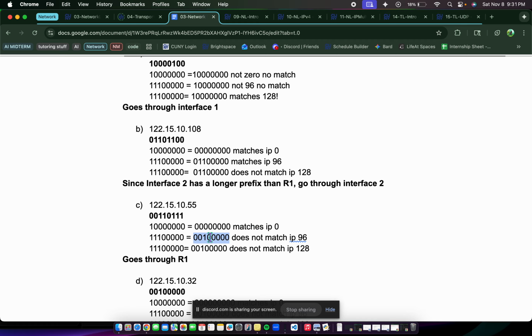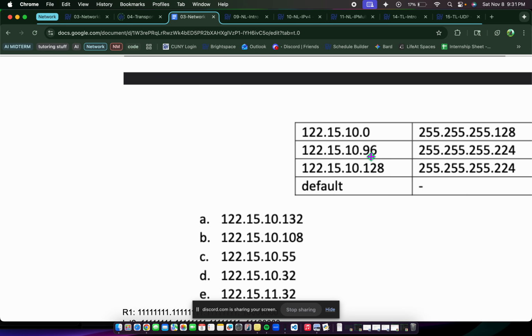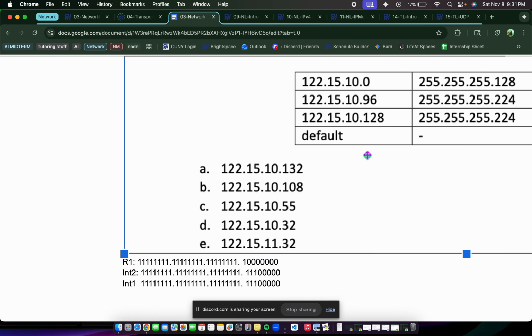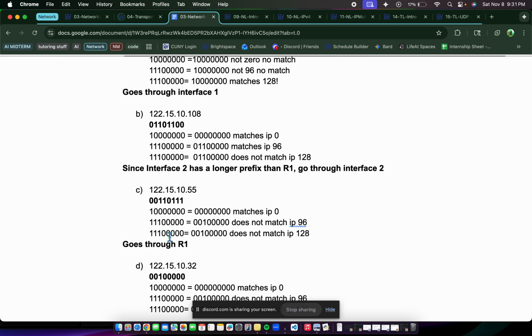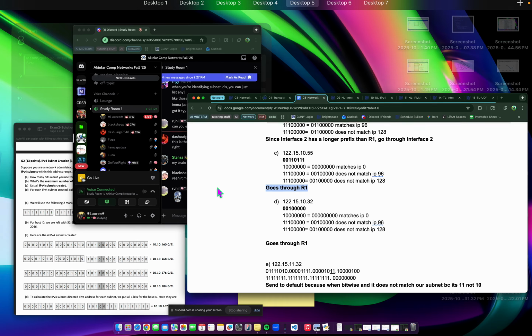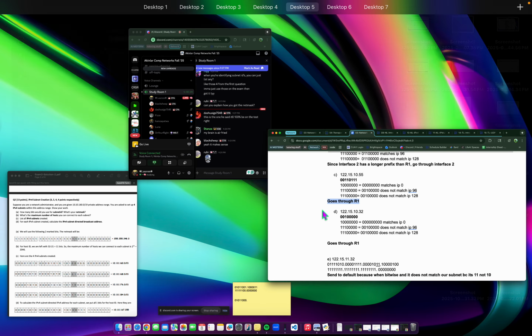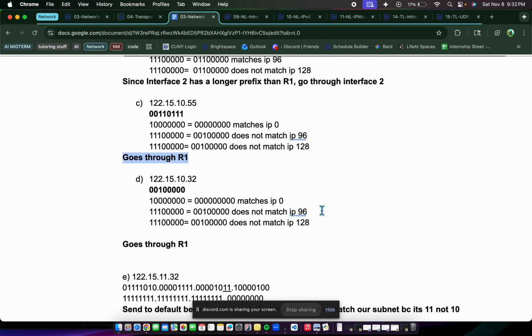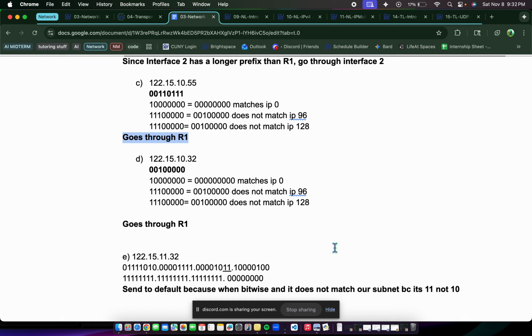Bitwise add this. I get back this. This is 32, right? That's what that one is standing for. This does not match with 96. And we also know, again, this is the same one. That also definitely does not match with 128 either. So the only one that we did match with is this one over here. We must go through R1. Okay, good. It makes sense. Yeah, again, these are kind of tricky at first, but once you do them, then it kind of gets straightforward.